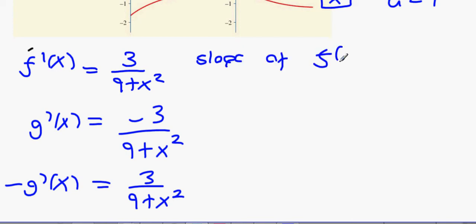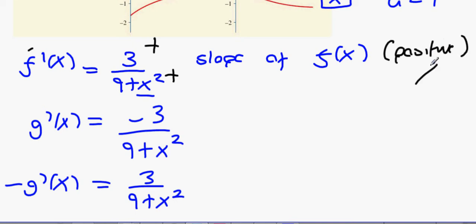Now, the trick here is, x squared is always positive. The top number is always positive and the bottom number is always positive. The slope of f of x therefore is always positive. And always positive means it's always going diagonal right up. The slope of g of x, however, is a negative number divided by a positive number, which means it's always negative. And always negative means it goes diagonal right down.